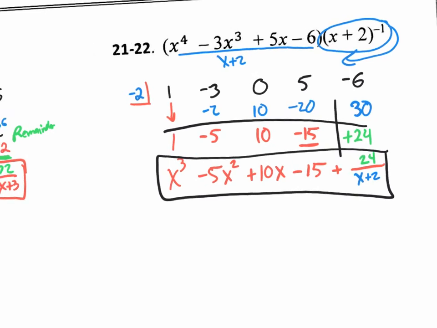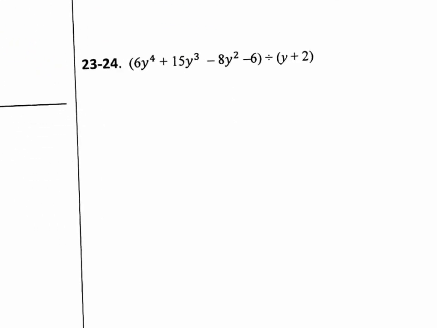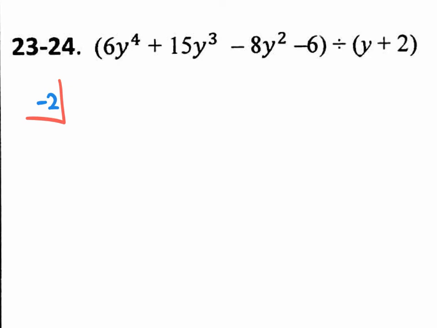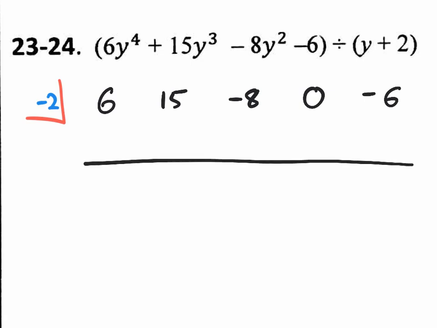It's 2 points each. Here's another 2-pointer. Same exact thing. What goes inside of the box? -2. And how about that list of coefficients? Well, yeah, we're going to start with 6, but could somebody tell me all of them? 6, what else? 15. -8. 0 because there's no y. -6 at the very end. Put your line right there.